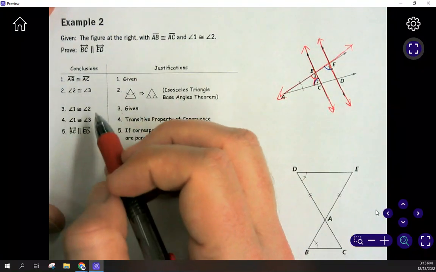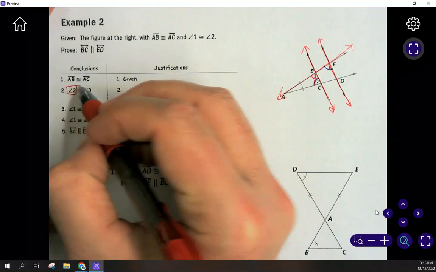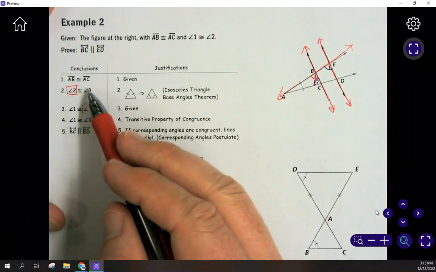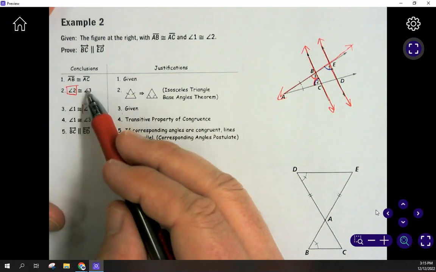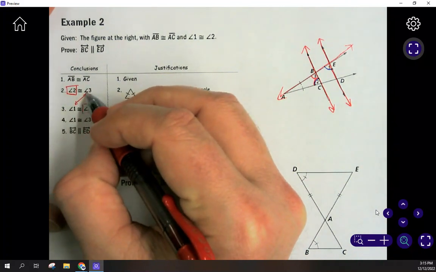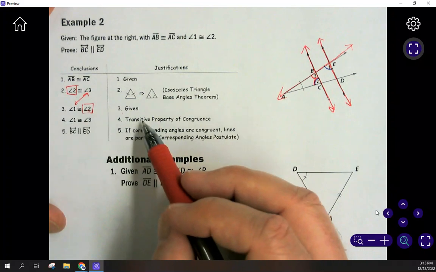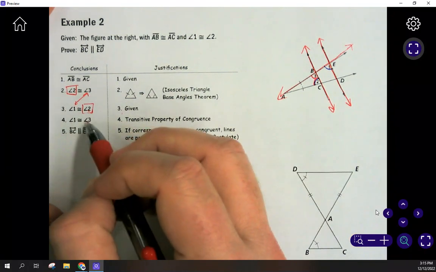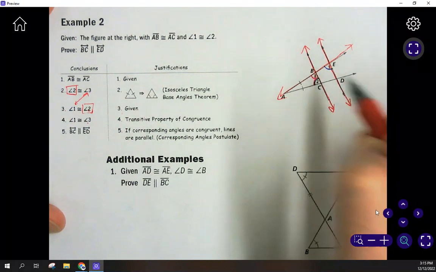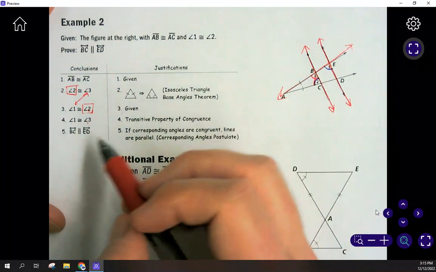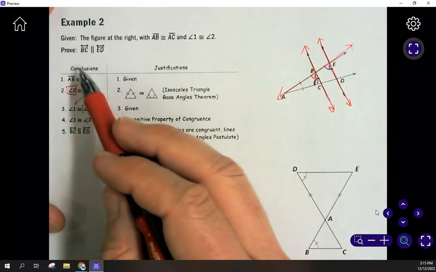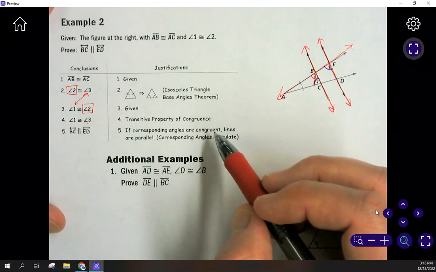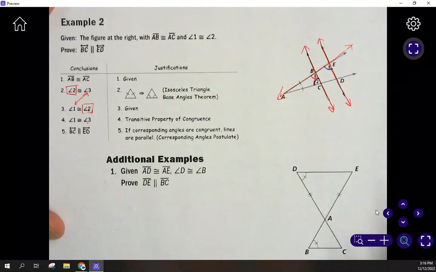And so if you look at these last two lines, we've used angle 2 twice. It's congruent to 3. It's congruent to 1, which means these two are also congruent to each other. That's your transitive property. And therefore, once we've proven that angle 1 and angle 3 are congruent to each other, we are now allowed to state that those two lines must be parallel because corresponding angles are congruent.